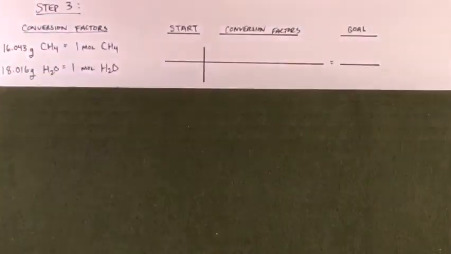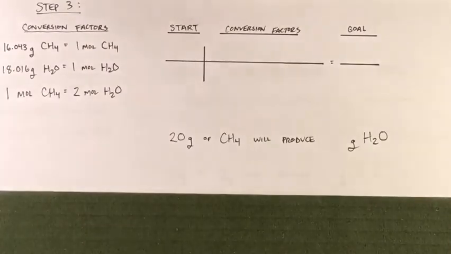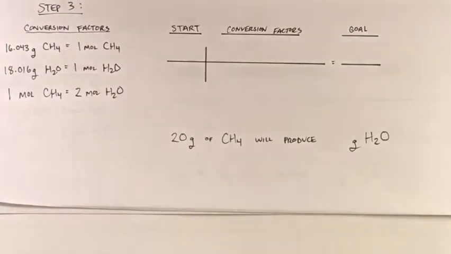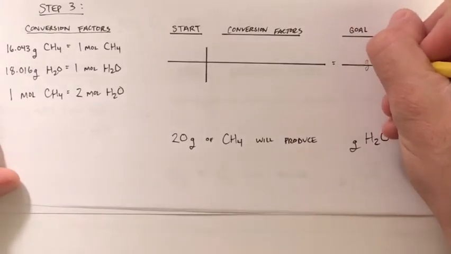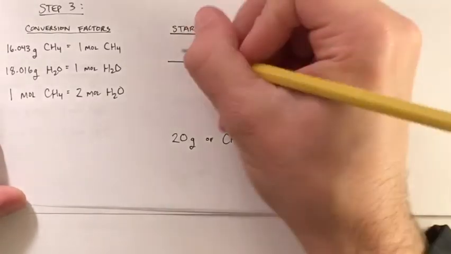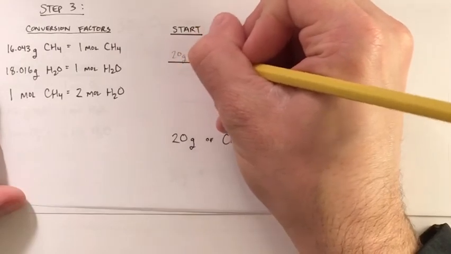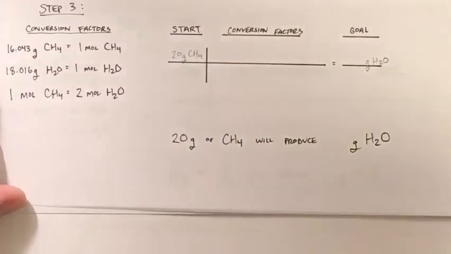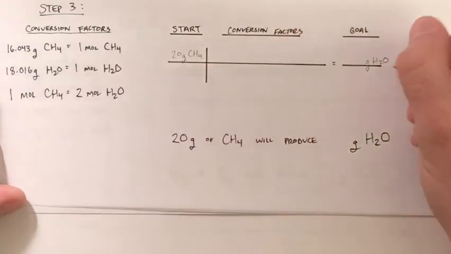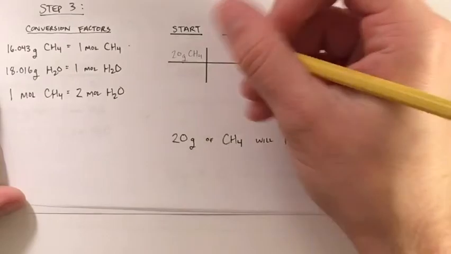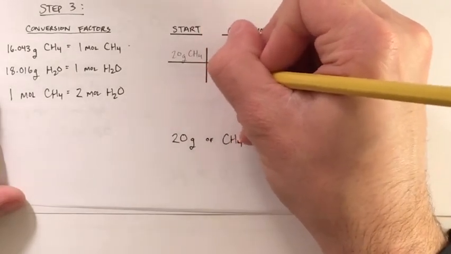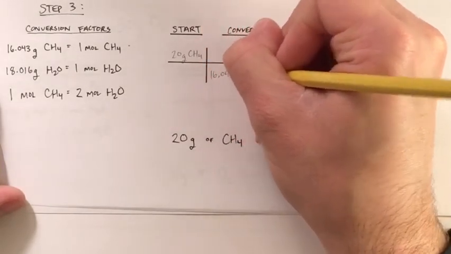All right, so this is going to be a conversion problem just like all the others. I have my conversion factors already lined up here. We need a molar mass for each of our formulas and a molar ratio. Our goal unit is grams of H2O, and our start from the problem is 20 grams CH4. So we're going to line up our conversion factors till we cancel out grams of CH4 and get grams of H2O at the end. We're going to start with the molar mass for CH4, making sure that the grams part of the conversion factor goes on the bottom.